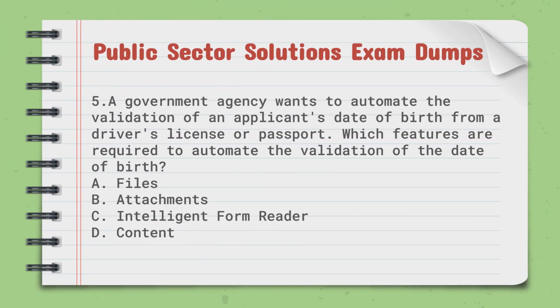5. A government agency wants to automate the validation of an applicant's date of birth from a driver's license or passport. Which features are required to automate the validation of the date of birth? A. Files. B. Attachments. C. Intelligent Form Reader. D. Content.